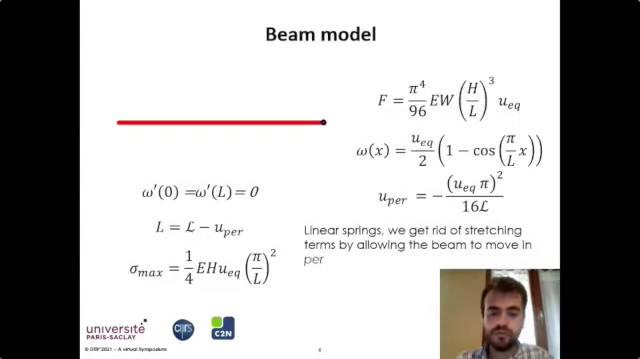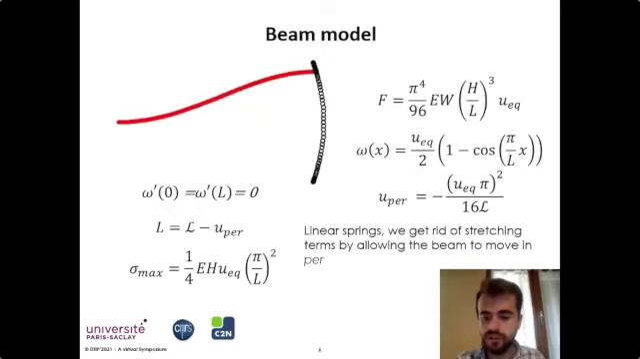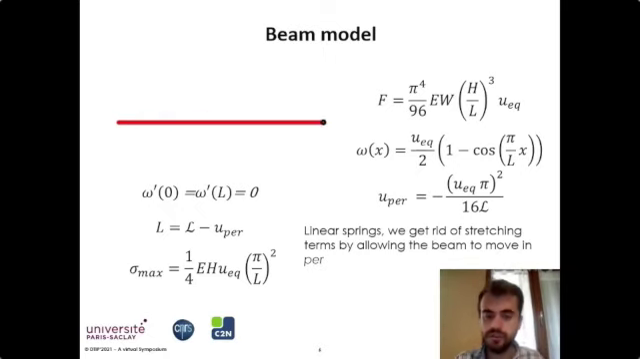All the elements that we use to design our springs are doubly clamped beams, as the one you see here. These beams, we allow them to keep their length in order to avoid nonlinear stretching terms. That's why you see it moves a little bit to the left. It follows this parabolic trajectory in order to keep its length constant.